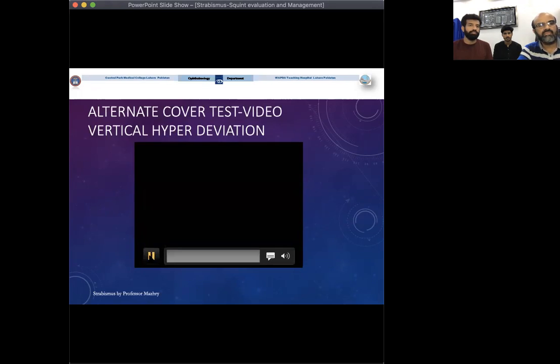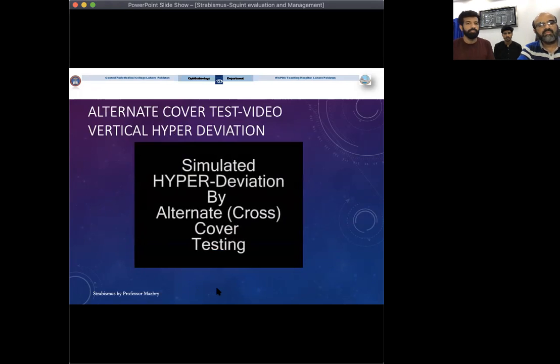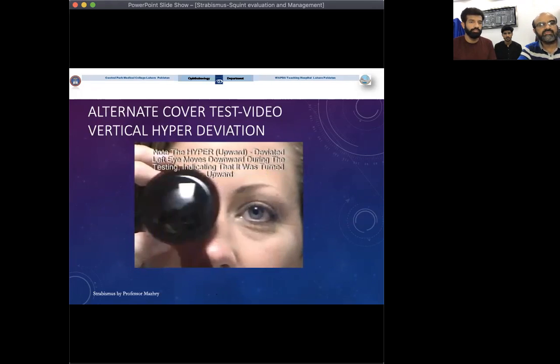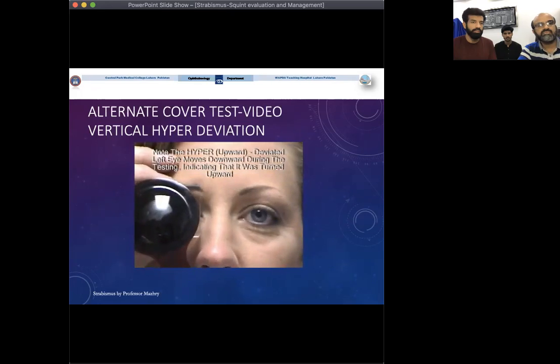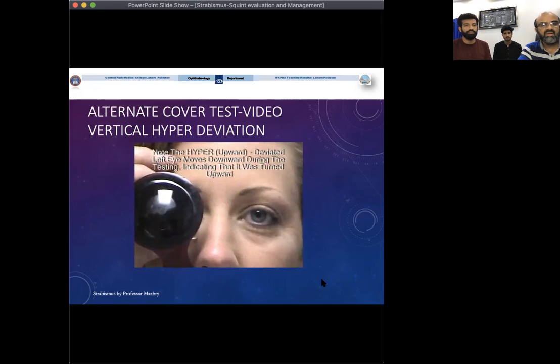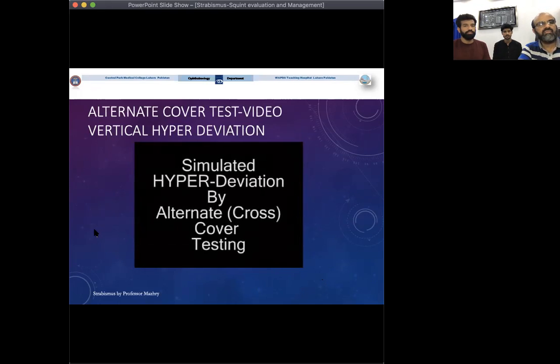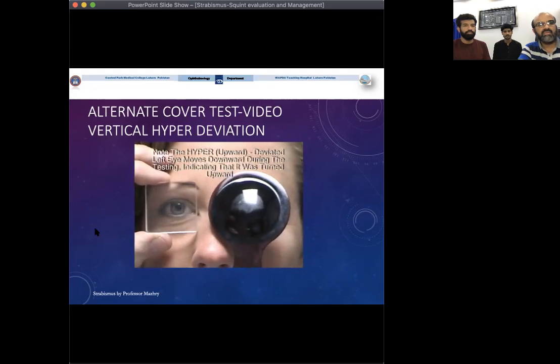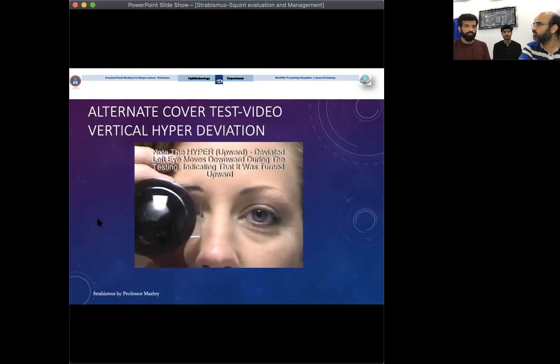Vertical deviation. Hyperdeviation means hypertropia. You see, the eye under cover moves up and then comes down. This is hypertropia. Hypertropia or hyperphoria? Hyperdeviation, you can say. We have induced it with prisms. And for vertical deviations, the base will be either down or up. For horizontal deviations, the base will be in or out. And the apex will be directed to the direction of the tropia. So we have seen it. This is left hypertropia simulation.